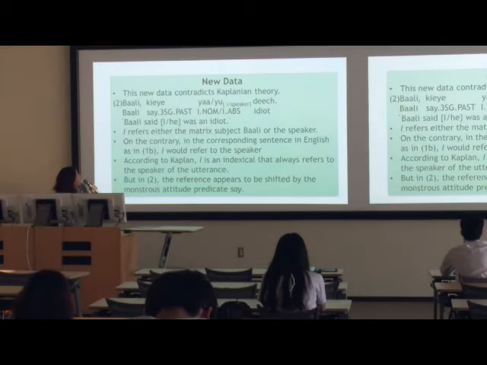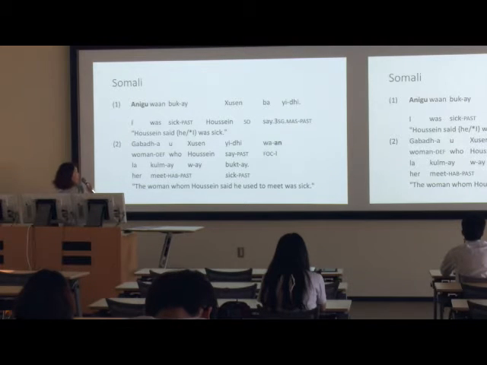Yeah, right. And this is the data about Somali. Somali is spoken in Djibouti, a French-speaking country, and also Somalia. And there are also Somali people in Kenya as well. And in this language, Hussein said that I was sick. This I means Hussein. And the woman whom Hussein said he used to meet was sick. This I, Hussein said I used to meet. This I means Hussein. So this I is changed in Somali.